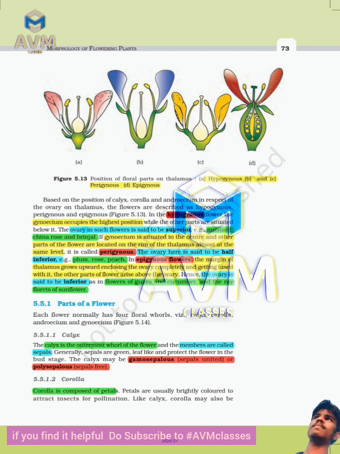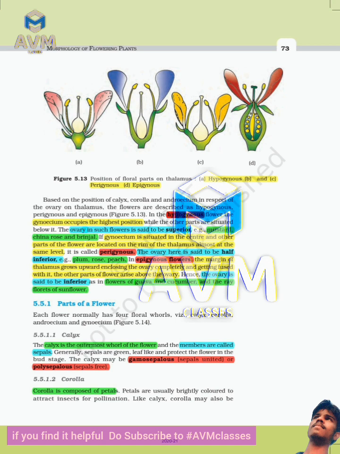5.5.1 Parts of a flower. Each flower normally has 4 floral whorls: calyx, corolla, androecium and gynoecium. 5.5.1.1 Calyx. The calyx is the outermost whorl of the flower and the members are called sepals. Generally, sepals are green, leaf-like and protect the flower in the bud stage. The calyx may be gamosepalous or polysepalous. Gamosepalous means sepals united, polysepalous means sepals free.